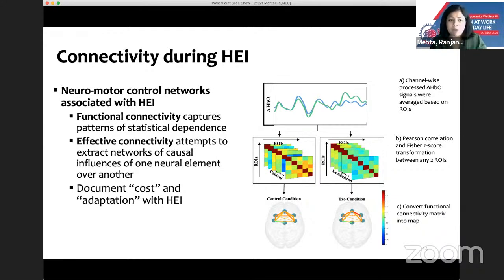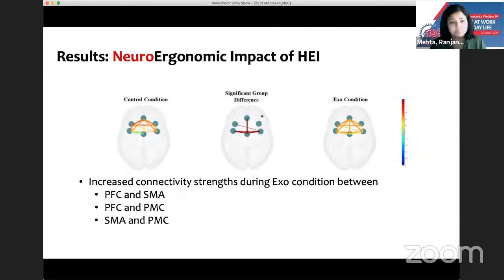But what we found was that at first we wanted to just look at what regions of the brain are connected together, right? That's the first thing that we wanted to look at. Is the blueprint of the brain different during this task when a person is purely lifting, doing a physical job, versus doing that job with an exoskeleton? So we wanted to look at functional connectivity. We also wanted to get towards graph theoretic metrics to look at effective connectivity or provide some causality to these connections. And ultimately, we want to document the cost of adaptation. However, I have not reached there yet with our work so far.